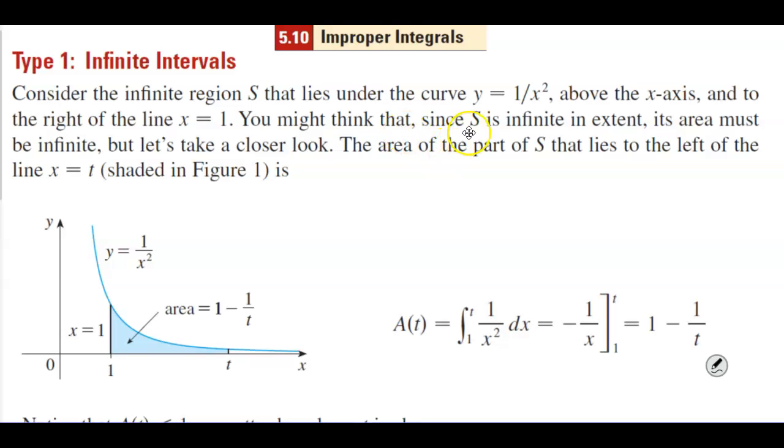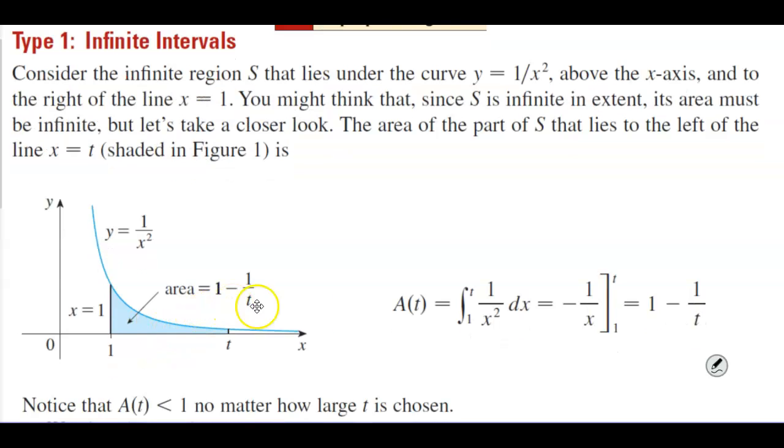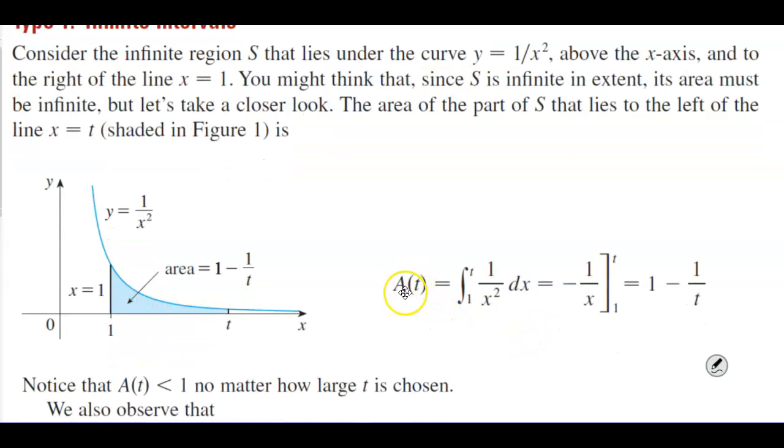You might think that since S is infinite in extent, its area must be infinite. But let's take a closer look. The area of the part of S that lies to the left of the line x equals t is what's shaded. If we look at this as an integral, we would have the area as a function of t, going from 1 to t of 1 over x squared dx. We take the antiderivative of that, and we get negative 1 over x, going from the lower limit of 1 to t, which is equal to 1 minus 1 over t.